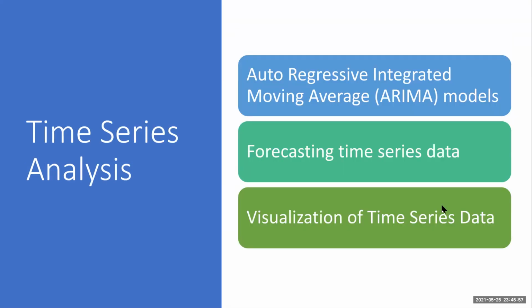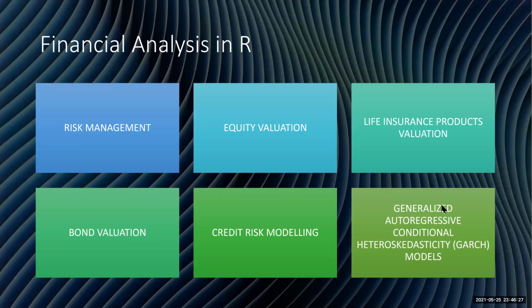In time series analysis, one can engage in simple time series analysis using R. Additionally, we can also engage autoregressive integrated moving average models, which are called as ARIMA models in short. R can be used to forecast time series data. Visualization of time series data can be tricky at times, and R has some strong libraries in helping us facilitate visualization of time series data. R can be quite effectively used for different types of analysis in financial sector. These analysis can include risk management, equity valuation, life insurance product valuation, bond valuation, credit risk modeling, and generalized autoregressive conditional heteroscedasticity models called GARCH in short.